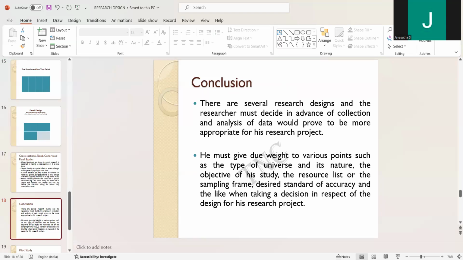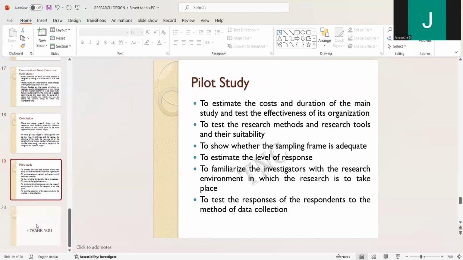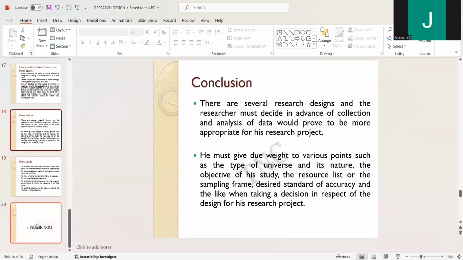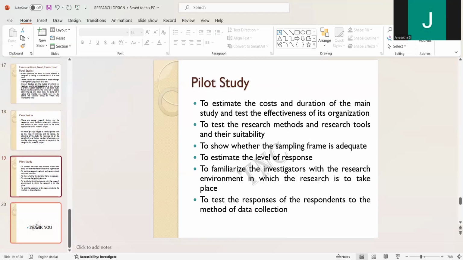And then finally, there are several research designs. The researchers must design in advance the collection, and they must consider various points such as the type of universe, the objectives of the study, and the accuracy and the decision. Conclusion: the pilot study to estimate the cost and duration. When we start the research, before that we have to complete the pilot study. The main study's effectiveness should be focused on cost, duration, the sampling frame, and the level of responses. All these things we finalize in the pilot study.